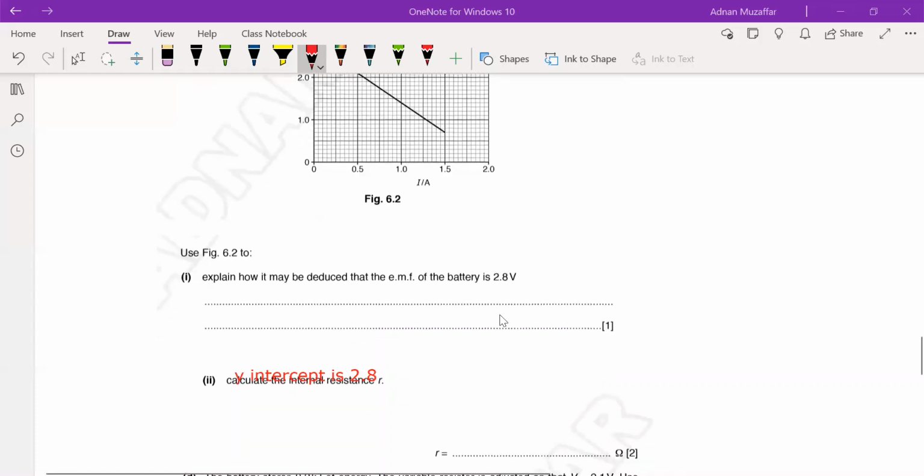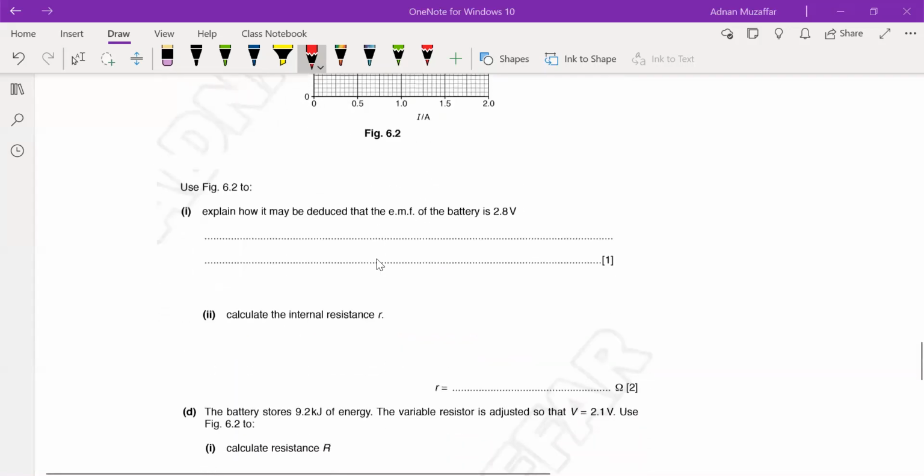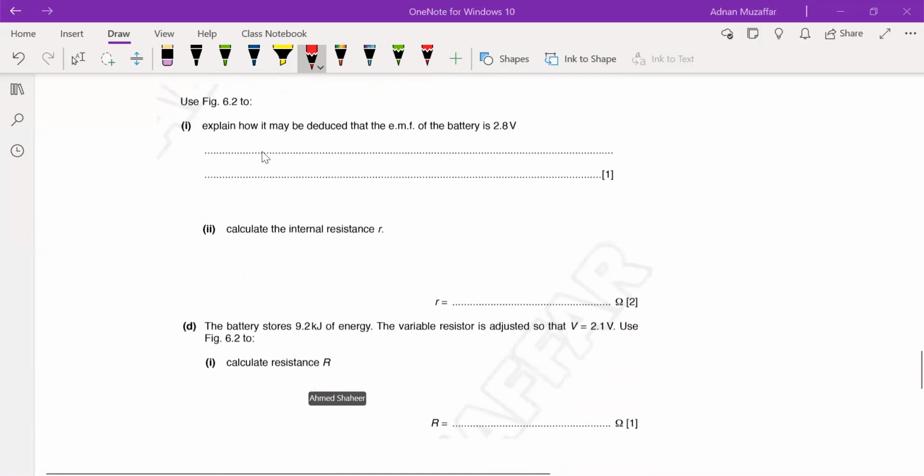Sorry, there was a call. Yes, you're right that the y-intercept is 2.8, so 2.8 volts. So by finding the y-intercept. Okay, then further, the y-intercept is 2.8.